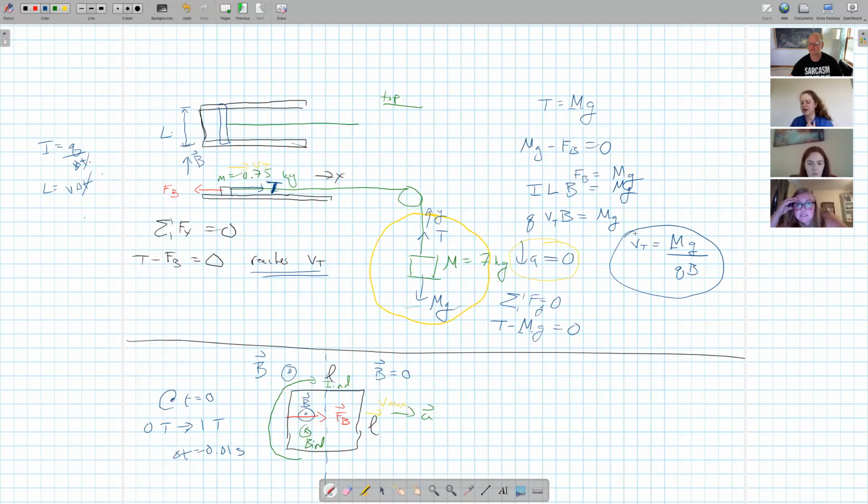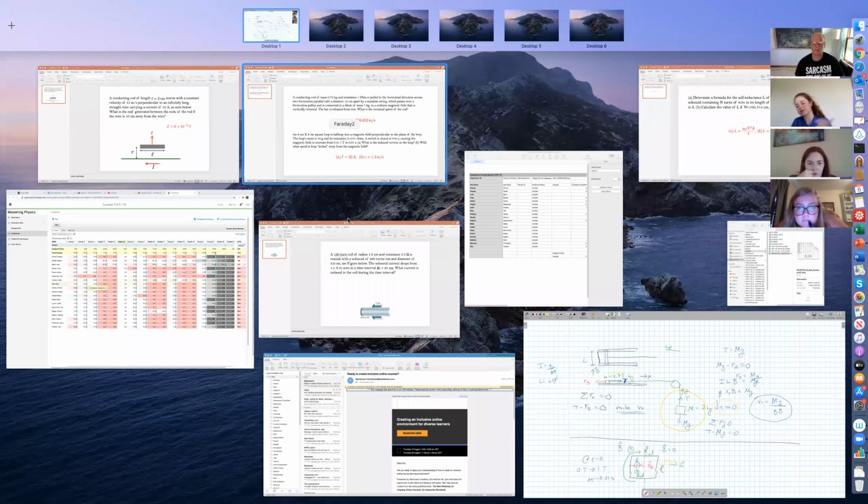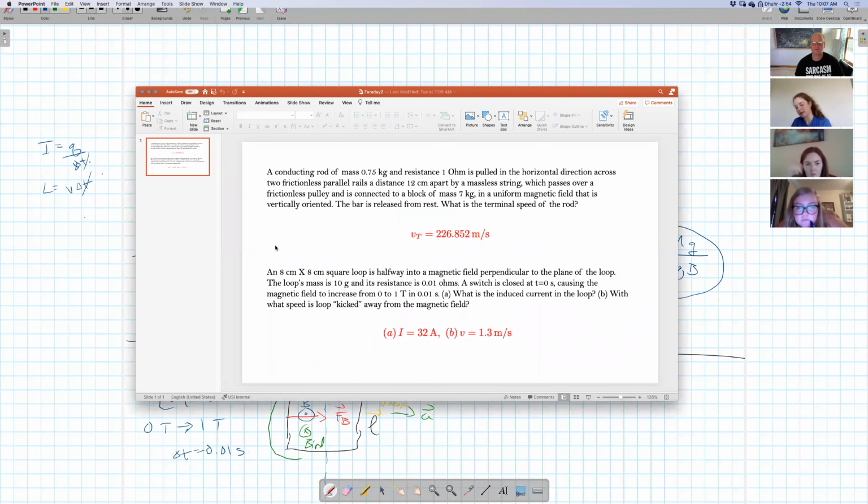Do we use 0.75 as that mass, or is it the? No, this is the 7 kilogram one. Yeah. So wait, we're talking about the top block, but we're using the mass for the bottom block. Right, because the bottom block is the one that's accelerating it. Okay.